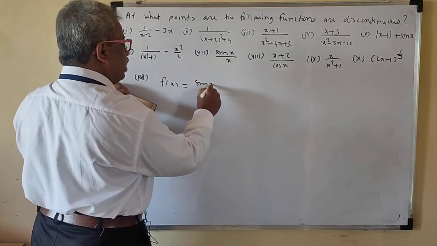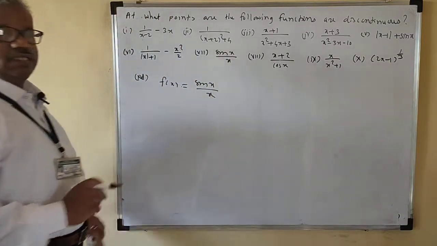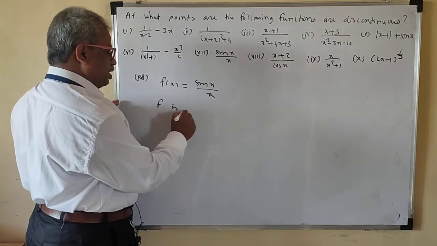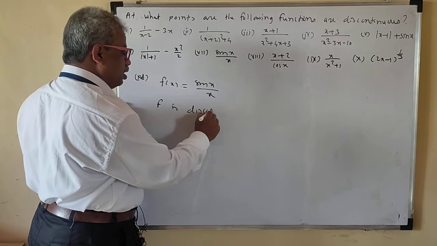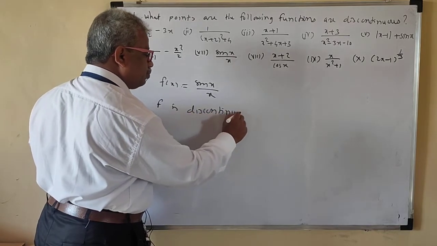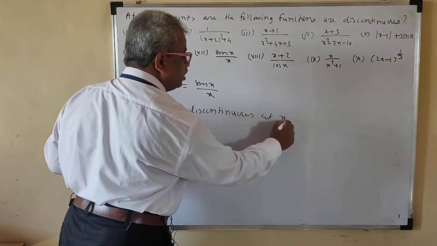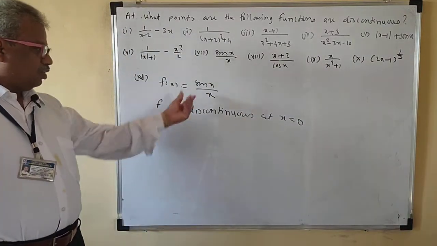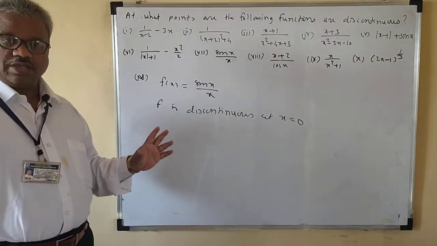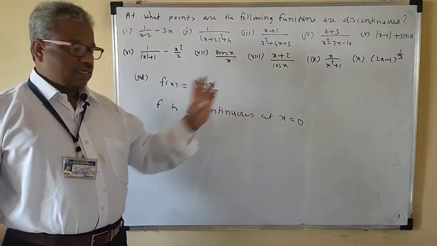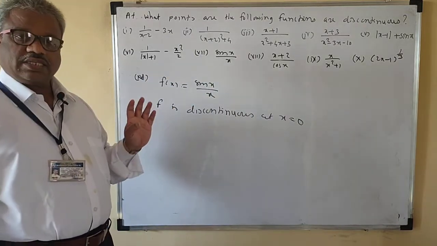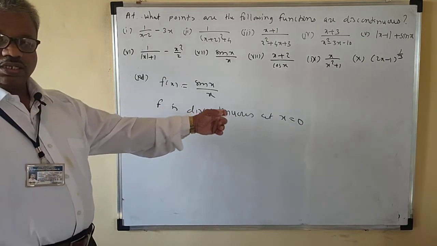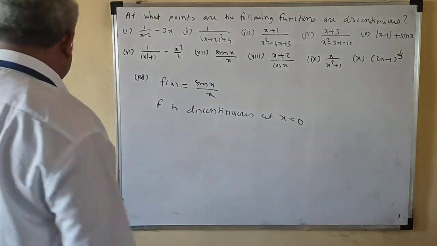Okay. Next, sin x upon x. Now what? Easily you can say f is discontinuous at x is equal to 0, because for 0 your f of x is not defined. For others it is defined. So that means at x is equal to 0 your function will not be continuous. So the only discontinuity is x is equal to 0.